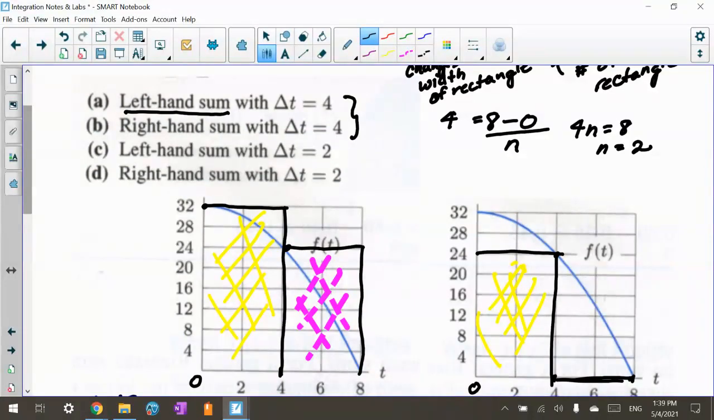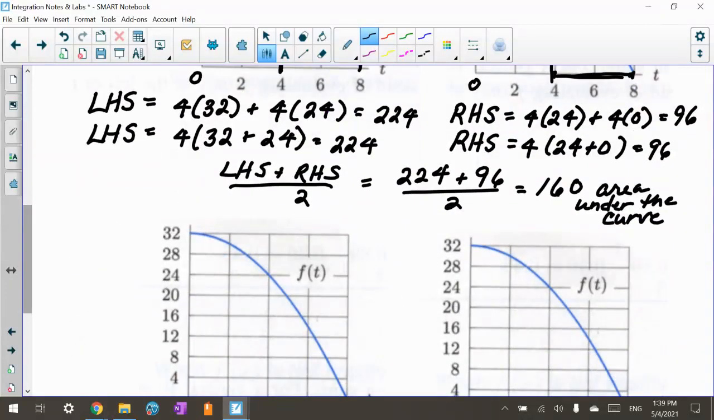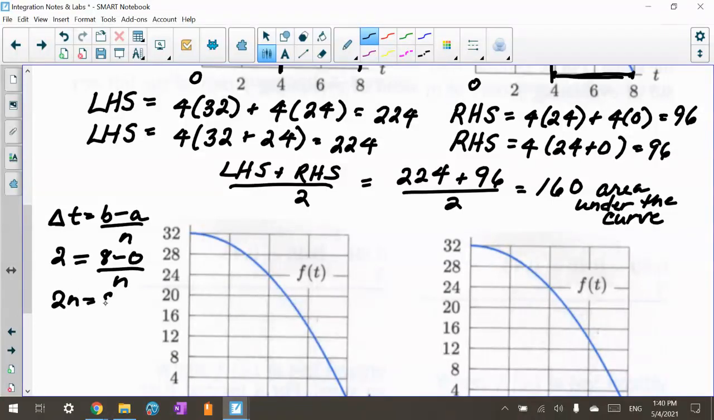Okay. Now we're going to do C and D. So C and D is right here. They want delta T to be 2. So I'm going to use my formula: delta T is going to be B minus A all over N. So they want delta T to be 2, so 2 equals 8 minus 0, because that's my interval, over N. So then I'm going to cross multiply. So I know 2N equals 8. N is going to be 4. So that means I've got 4 rectangles I'm going to draw.